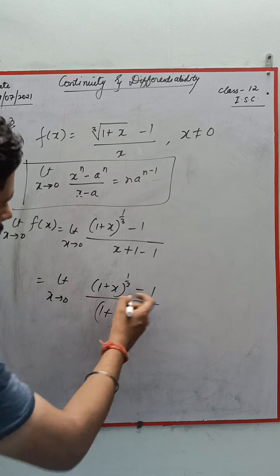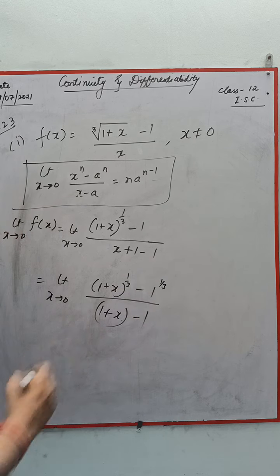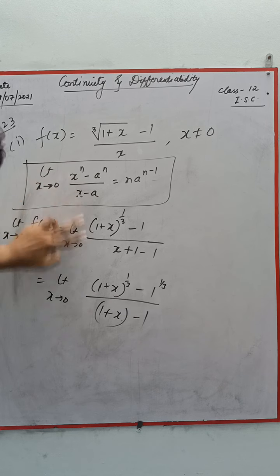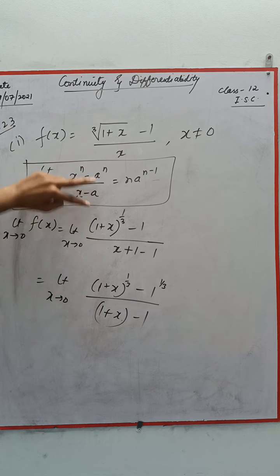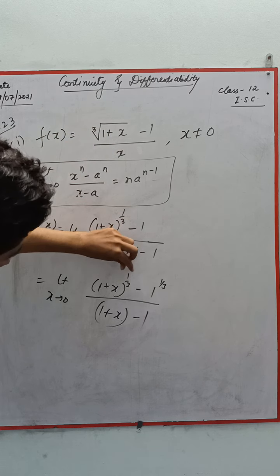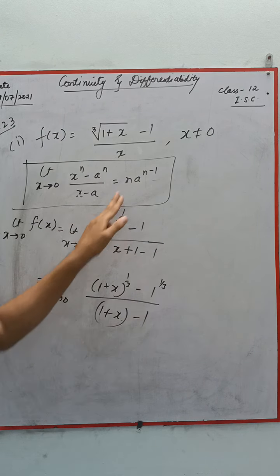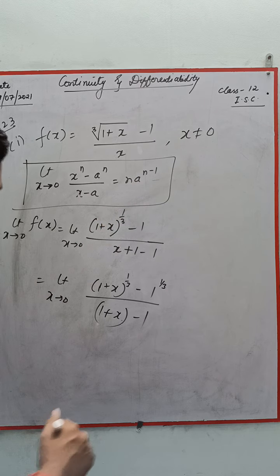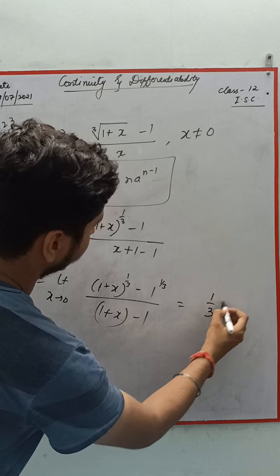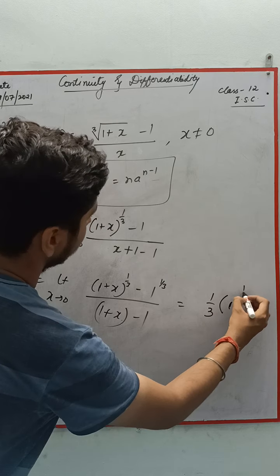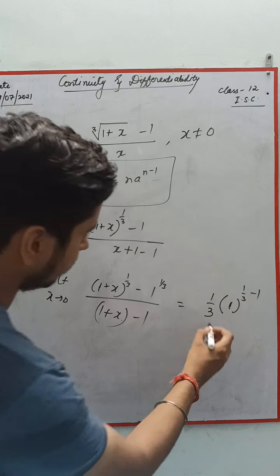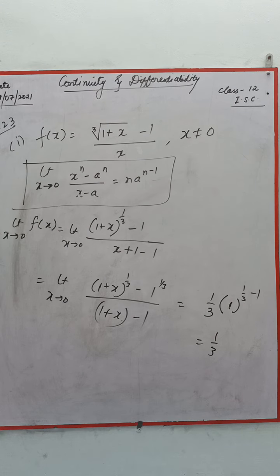Okay, so can we write 1 as 1 to the power 1 upon 3? So this is the identity. Both x here, and a is also 1, n is 1 by 3. Now can we write this as n a to the power n minus 1? So finally n is 1 upon 3, a is 1, and 1 to the power n minus 1. Whatever to the power 1 is 1 only. So we got 1 by 3 as the answer.